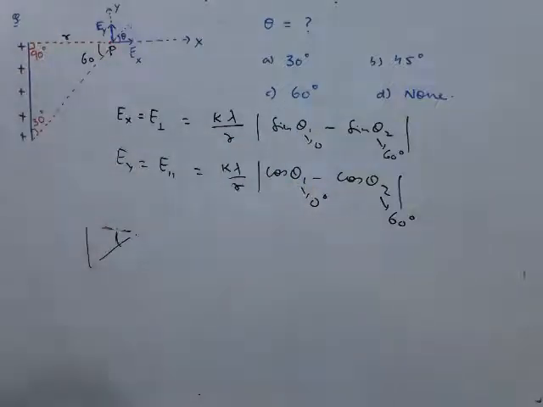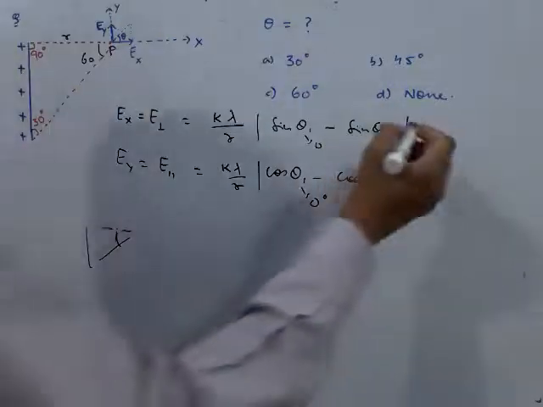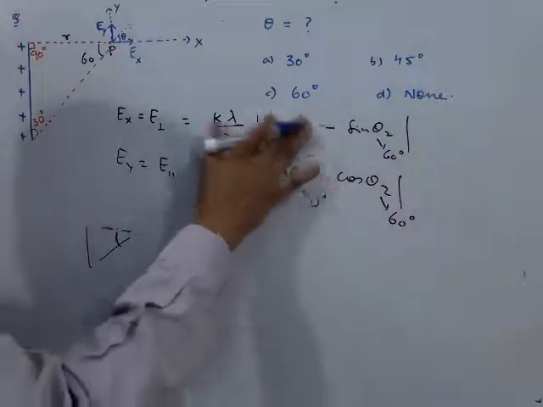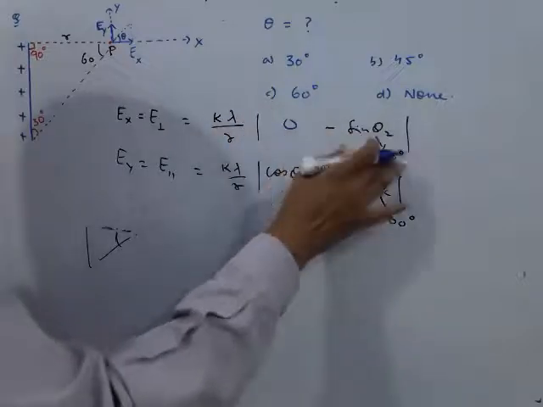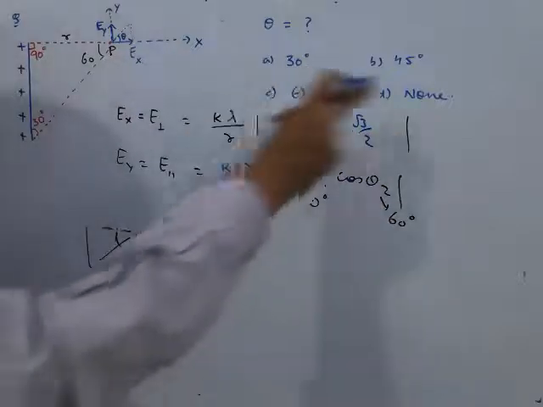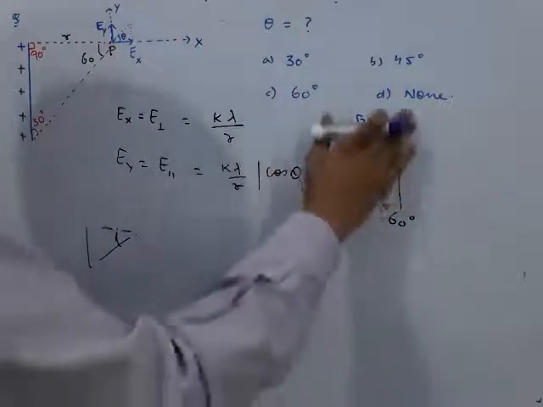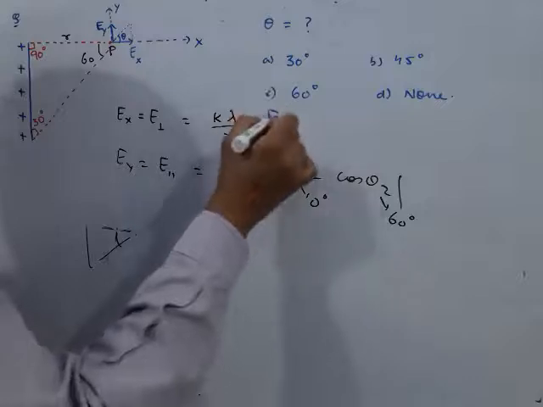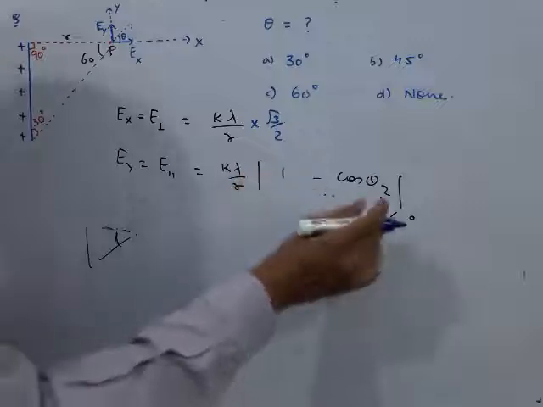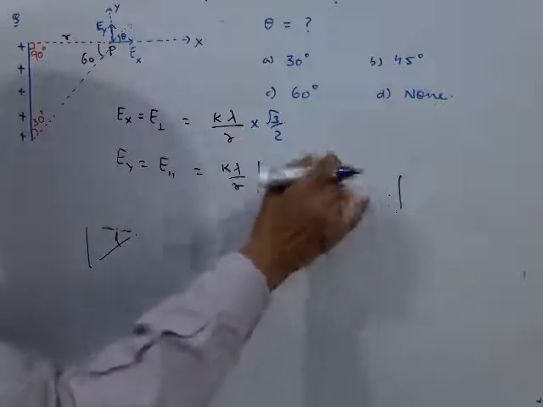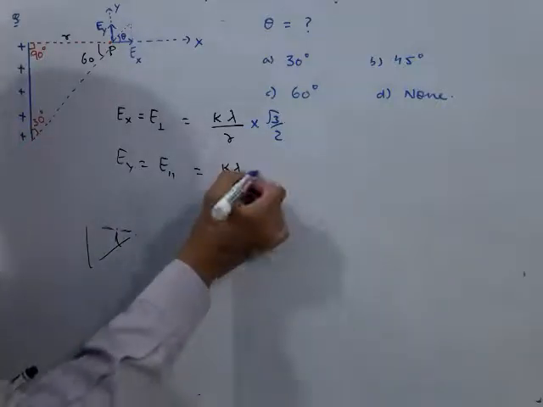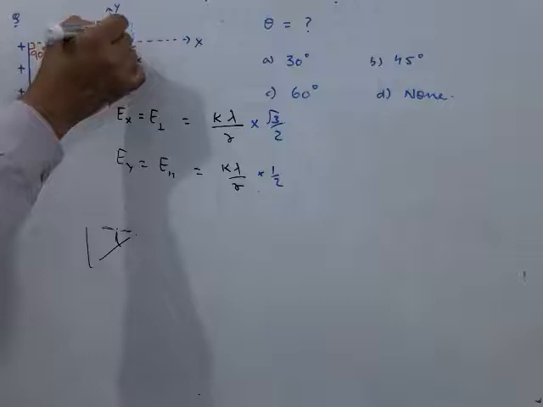Now putting these values, what answer will we get? So this becomes k lambda by r. Sin 0 will become 0. Sin 60 becomes root 3 by 2. And then you have to take its mod, so it becomes only root 3 by 2. Cos 0 becomes 1. Cos 60 becomes half. So it becomes 1 minus half, that is half, and its mod will be how much? Half. So into half.